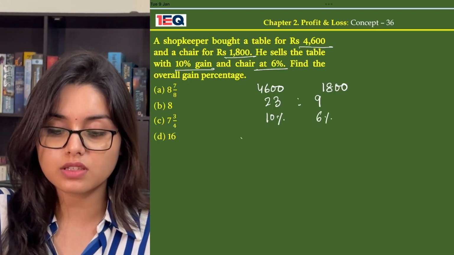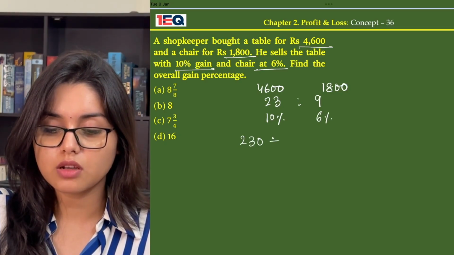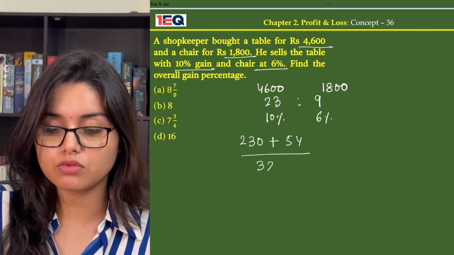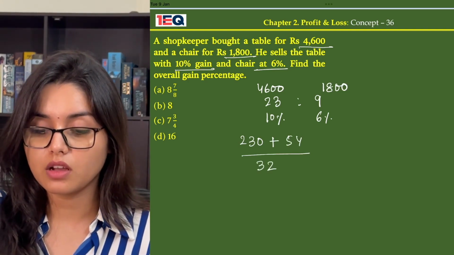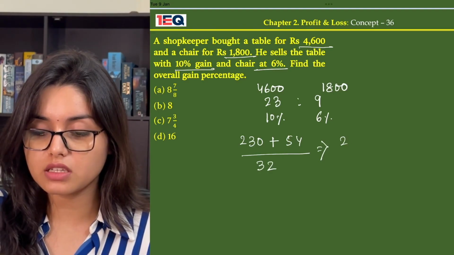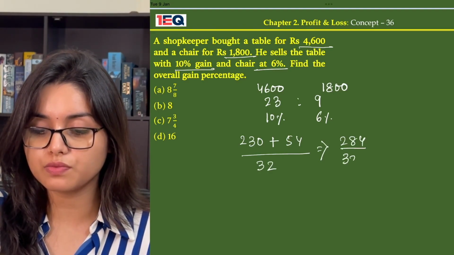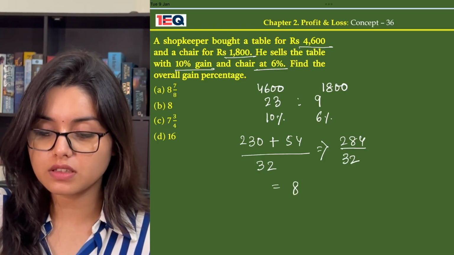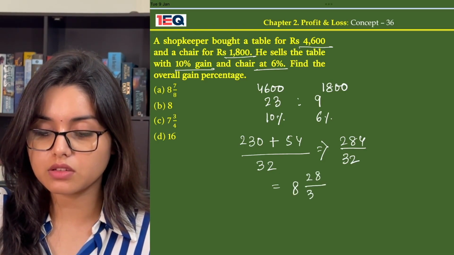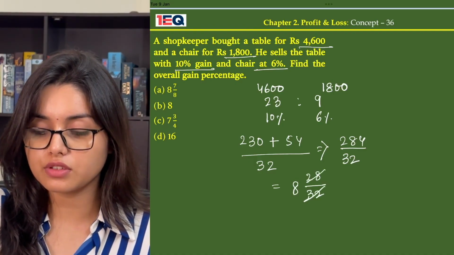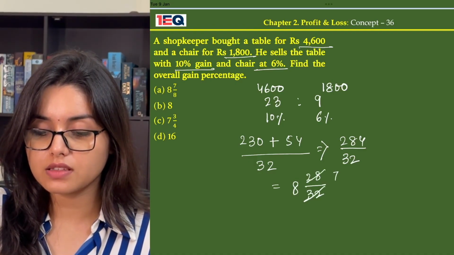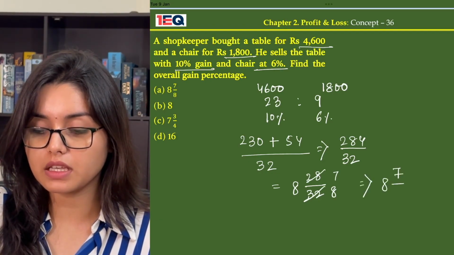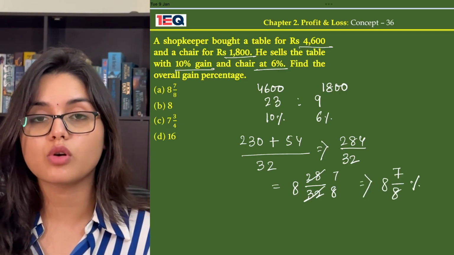So we find the totals and get 230 plus 9 6s are 54, divided by 32, that is 23 plus 9. From here we get 284 divided by 32. That is 32 8s are 256. We are left with 28 by 32. On dividing this further by 4, we get 7 by 8. So our answer is 7 by 8%. That is option A.